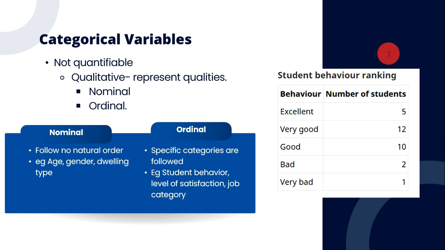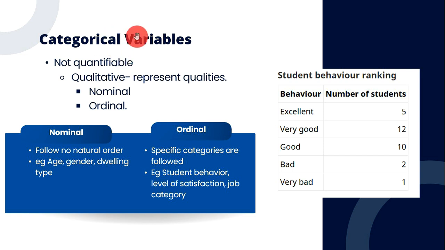Okay, now the nominal are the data or the variables that do not really follow a specific order. Okay, for example, when I give you age, gender, dwelling type, they do not really follow a specific order, so it means that these are the nominal variables. On the other side, we see that the ordinal variable, these are the variables that follow specific categories.